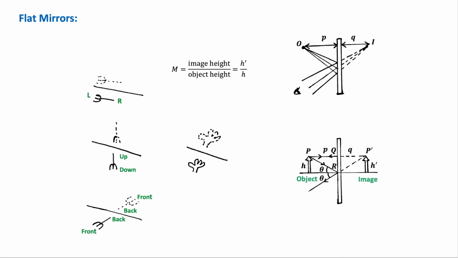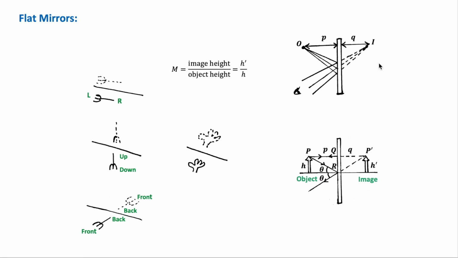Images are classified as either real or virtual. A real image is formed when light rays pass through the image point and diverge from it. A virtual image is formed when light rays do not pass through the image point, but the extension of the light rays diverge from that point. So the image of an object in a flat mirror, as you can see, is always virtual.